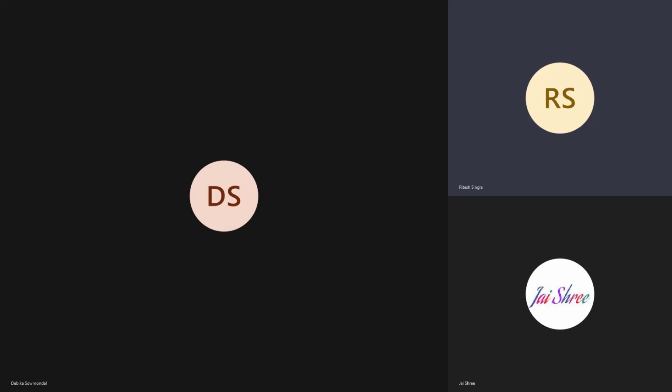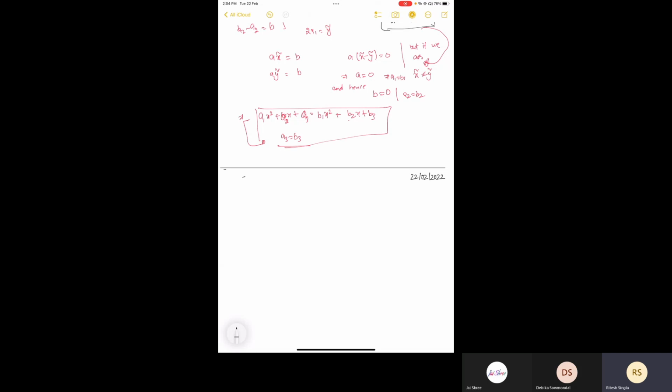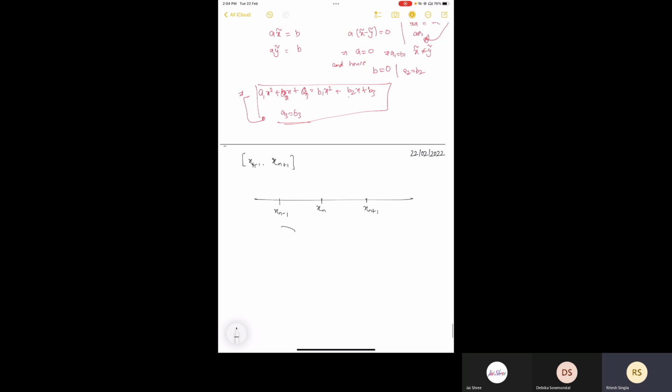Basically, the question is saying that you have been given some interval x of n minus 1 comma x of n plus 1. So if I make it like this, it is x of n minus 1, x of n plus 1, and somewhere in between is xn. So it is saying that f has a minimum in this interval. Okay.